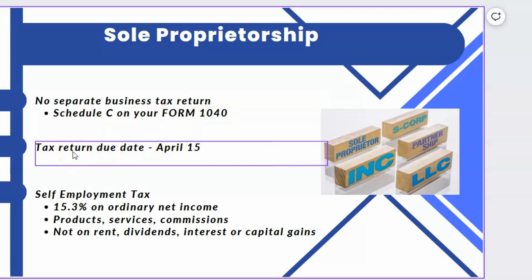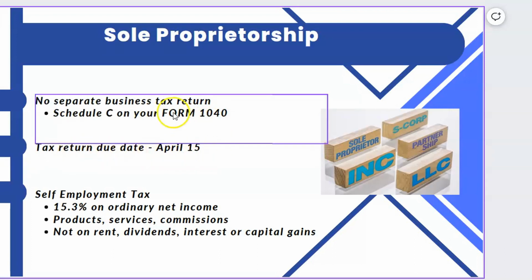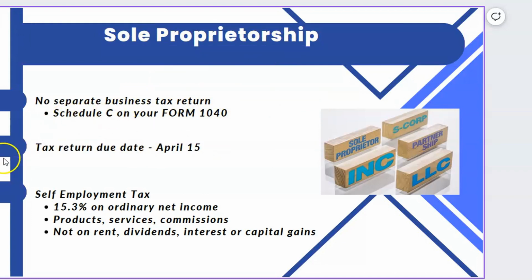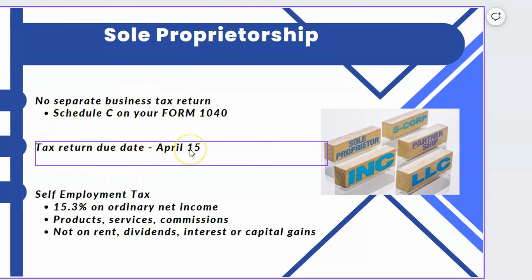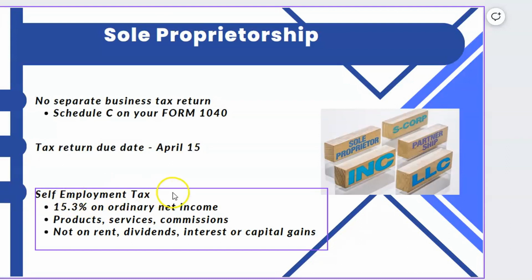You don't want to forget this date. The tax return is due April 15th, and this is the personal tax return due date. Like I said, there's no separate business tax return to file for a sole proprietorship. It's April 15th. And if you're not ready to file, you can file an extension, and that will give you another 6 more months.